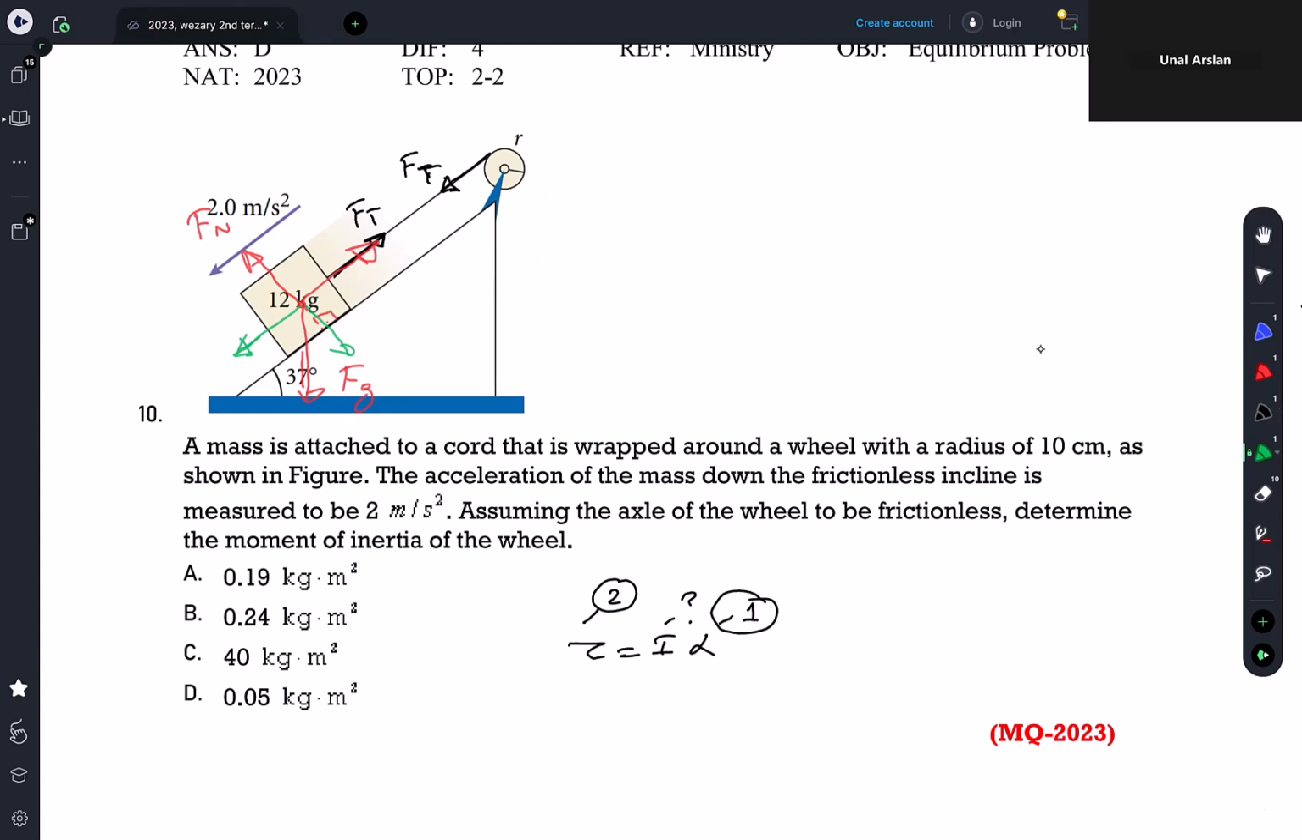The other one is going to be acting perpendicular to the inclined plane. The perpendicular component, I will say Fgy. Parallel, I will say Fgx. So then I see that acceleration is acting along the incline.